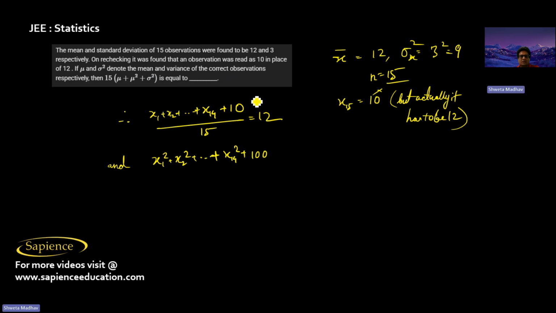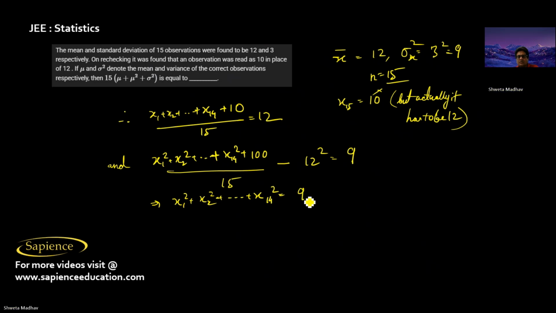divided by 15, minus mean square, is given as 9. So therefore I can say x1 square plus x2 square plus dot dot x14 square will be equal to 9 plus 144, into 15, minus 100.